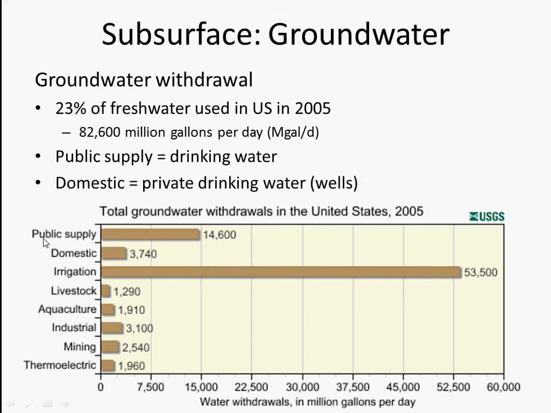Public supply, that's drinking water mainly. Domestic use is people with private drinking water wells. Irrigation, livestock, aquaculture, industrial uses, mining, and thermoelectric. So you can see most of it going to drinking water and irrigation, a lot of it going to irrigation. This is where a lot of the water in the West comes from.